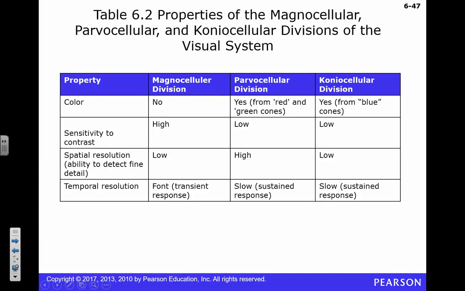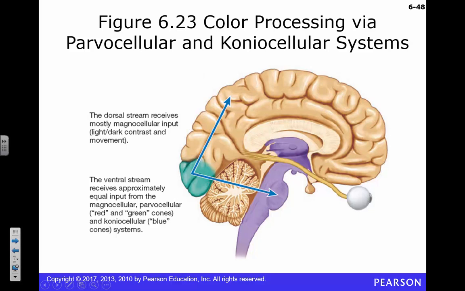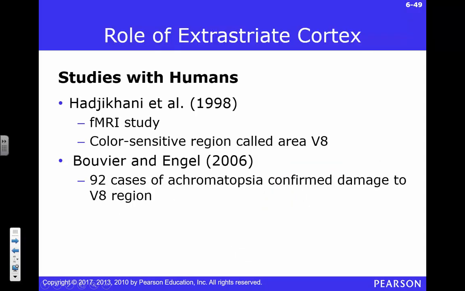But it's still exciting. Here's some stuff about these different systems. I'm not going to ask you too much about what and where, coniocellular pathways. Let's talk about those extrastriate areas and what they are doing with visual information.